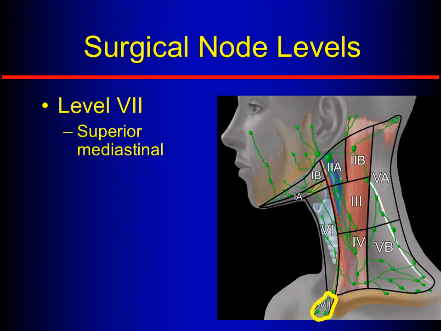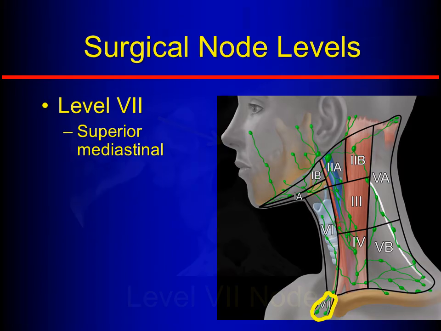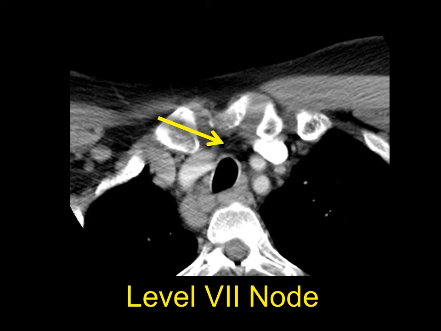Now next we have level 7. This is the superior mediastinal nodes down here low on this graphic. And here's an axial post-contrasted CT, and we have these lymph nodes here within the fat behind the manubrium. So when we get down to the level of the clavicular heads in the manubrium, we can see small lymph nodes there anterior to the airway. Those are level 7 lymph nodes.